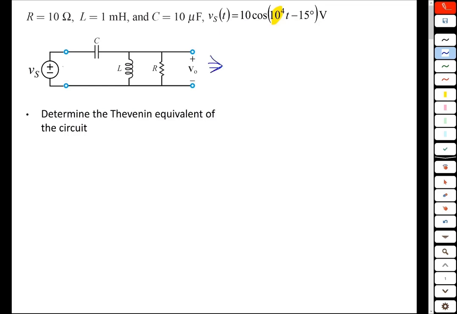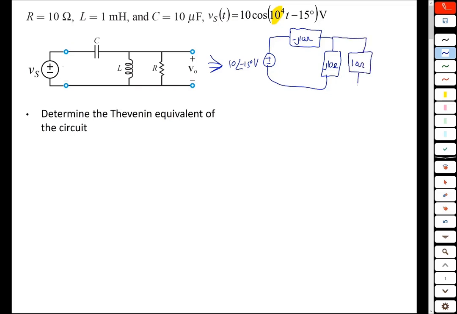So the voltage source, which was 10 cosine 10 to the 4th t minus 15 degrees, becomes 10 at an angle of minus 15 degrees volts. The capacitor becomes an impedance of minus j over omega C, so it becomes minus j10 ohms. The inductor becomes an impedance of j omega L, so it becomes j10 ohms. The resistor, of course, is unaffected, so it is still 10 ohms. And the open circuit voltage V0 is V_OC phasor at this point.